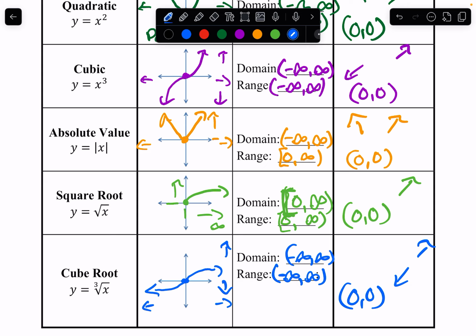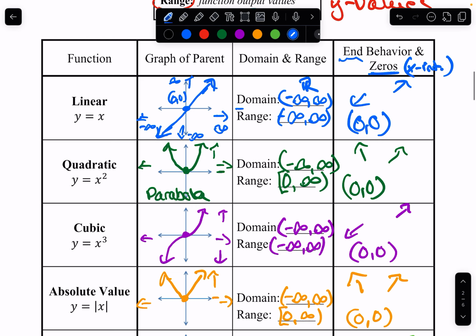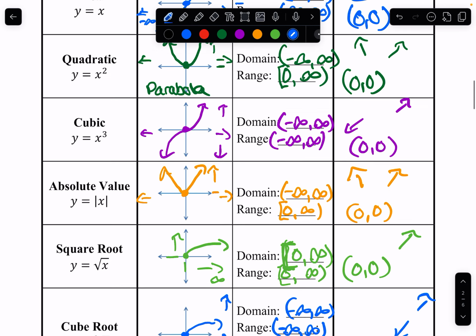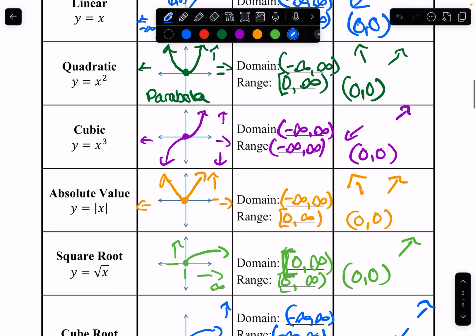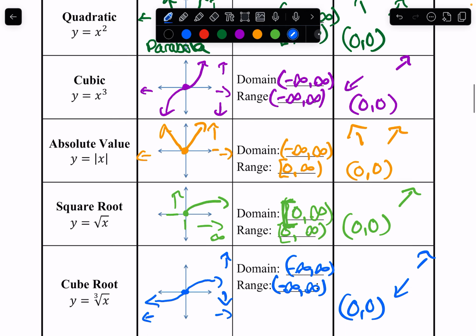Okay, so before we go on to the next page, these parent functions, your life will be a lot easier if you know what they look like. And you'll see even on the next page, we're going to be using some of these when we start with the transformations.